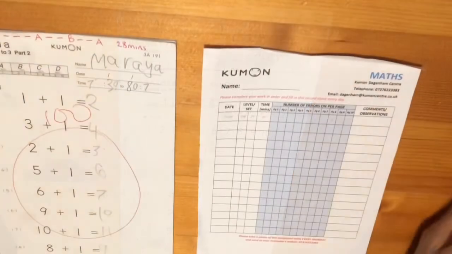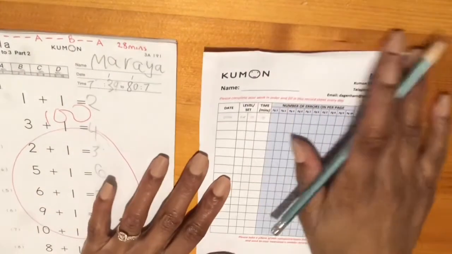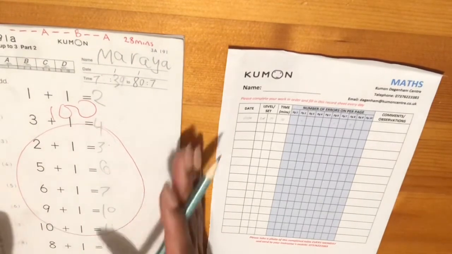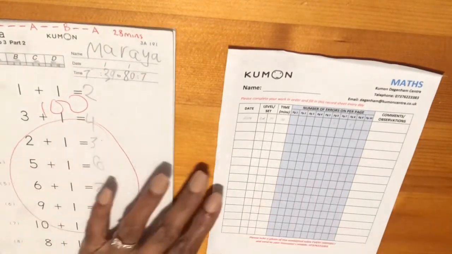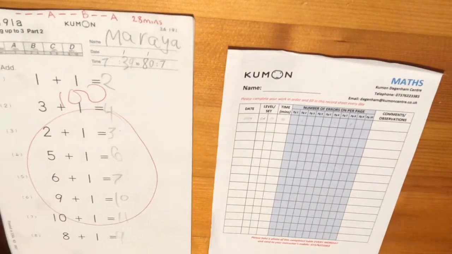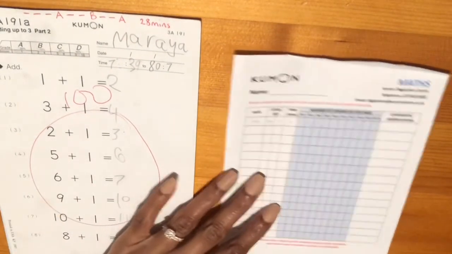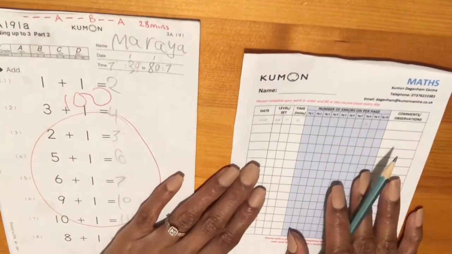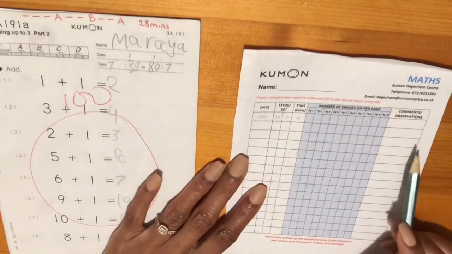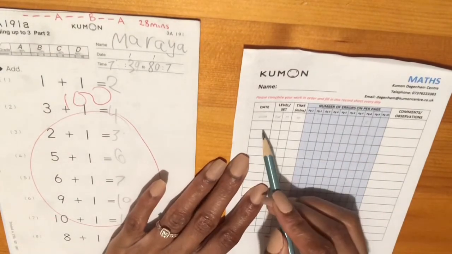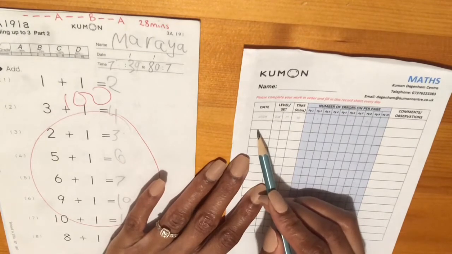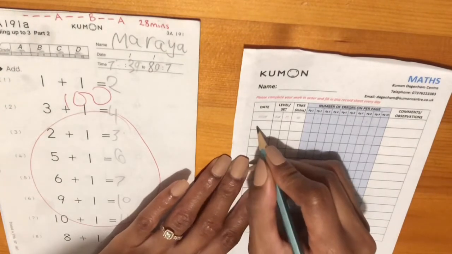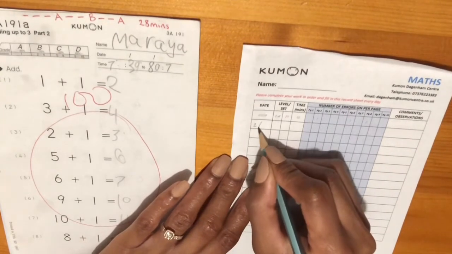For those of you who prefer to fill in this record sheet, which I usually attach to the front of your child's booklets, that is also fine as a way of sending a record of your child's homework to me. So at the top, I just require your child's name to be written, and then each line represents one booklet. So first you would write the date that your child completed their work. So for example, the 2nd of November.